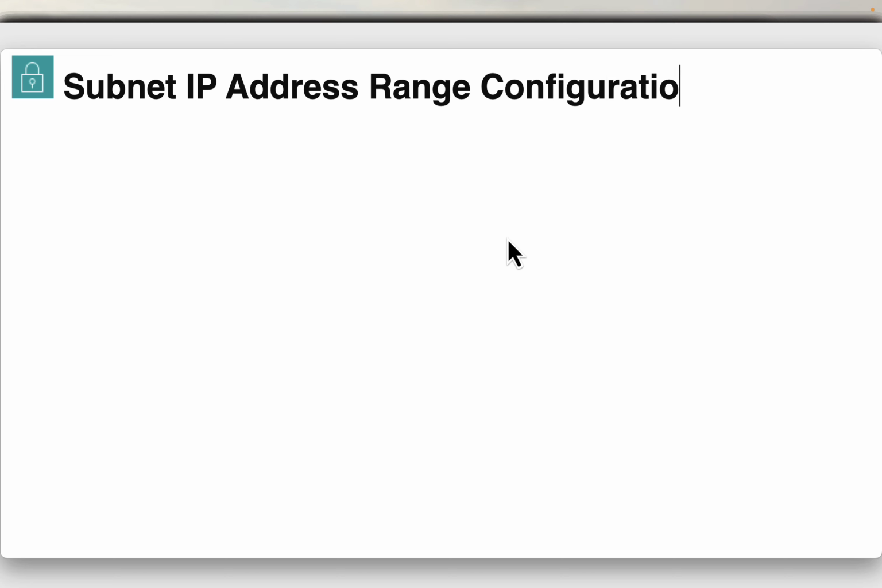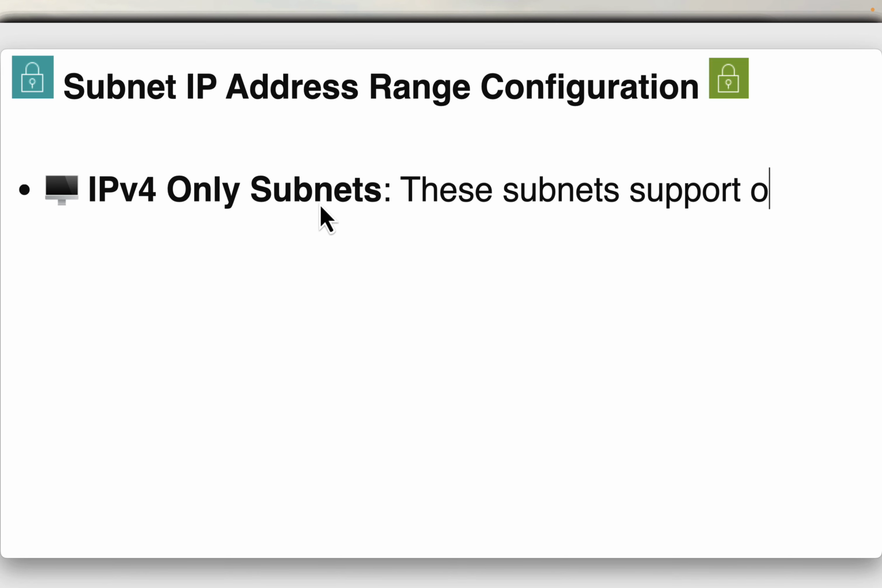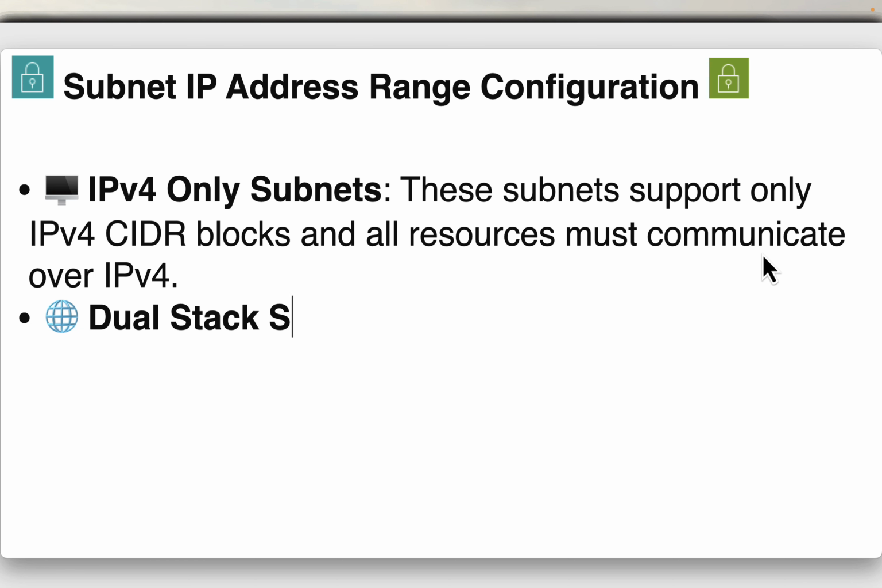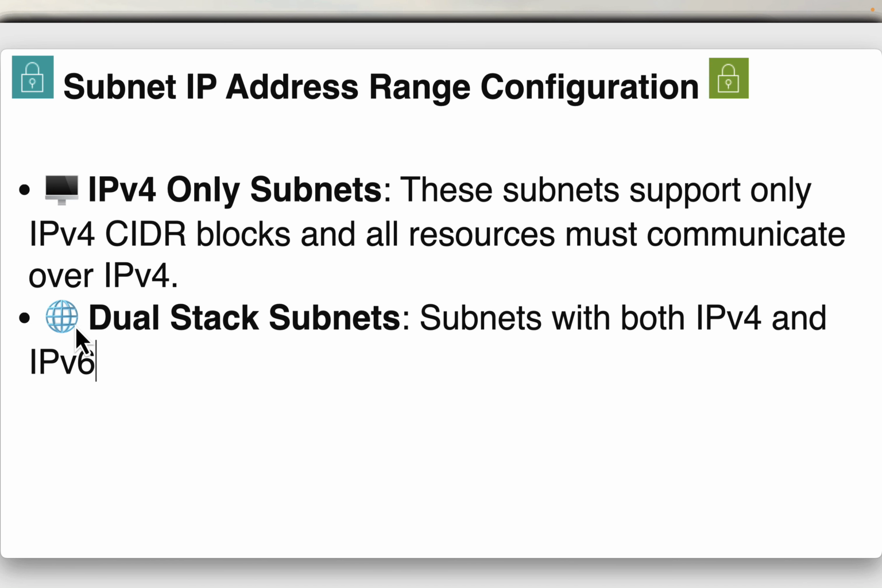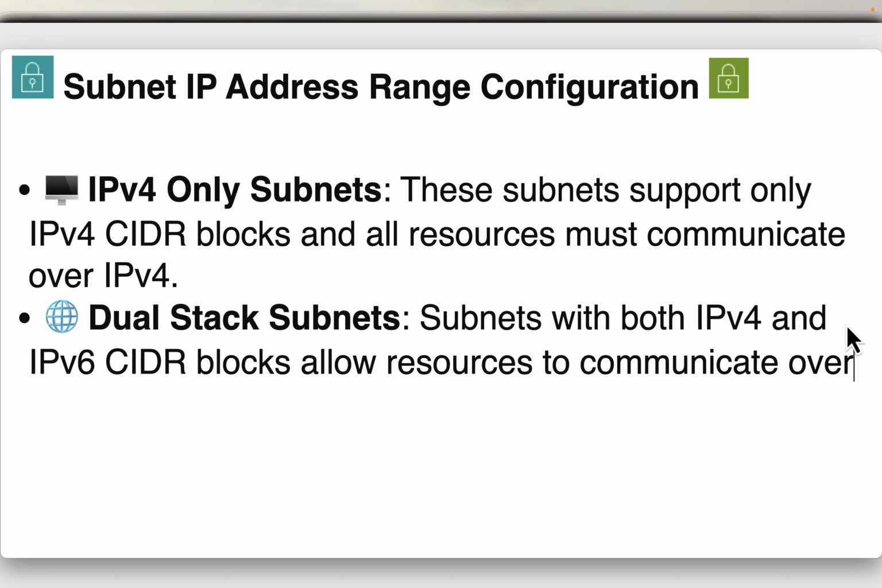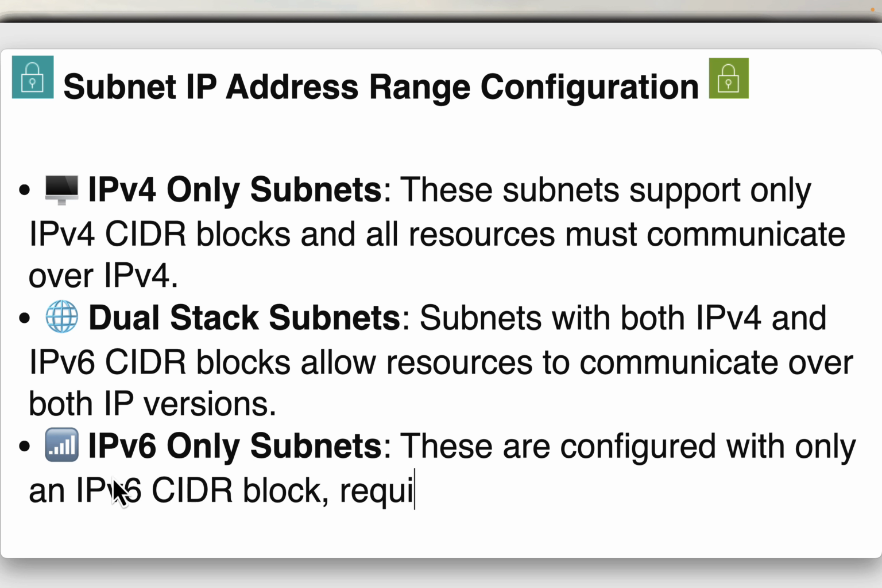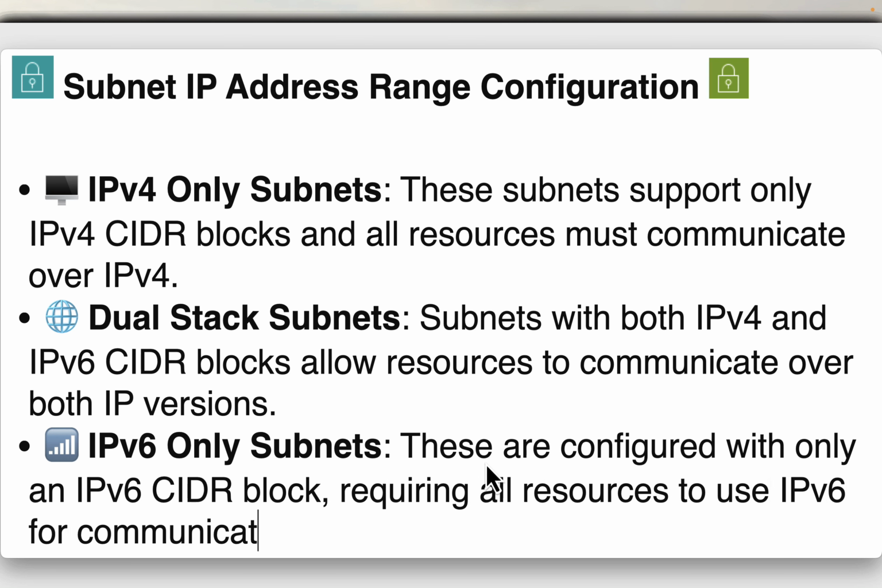Okay. Next, subnet IP address range configuration. IPv4 only subnets support only IPv4 CIDR blocks and all resources must communicate over IPv4. Dual stack subnets, with both IPv4 and IPv6 CIDR blocks, allow resources to communicate over both IP versions. And finally, IPv6 only subnets are configured with only an IPv6 CIDR block, requiring all resources to use IPv6 for communication. So we were talking about subnet IP address range configuration. You have three options: only IPv4, only IPv6, or dual stack.